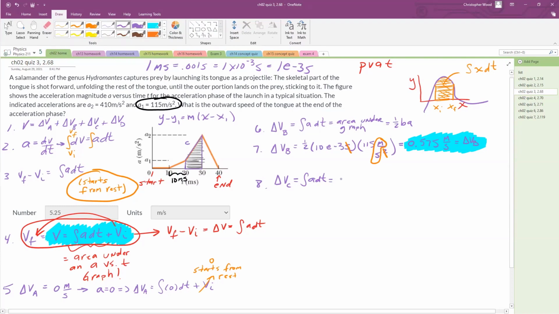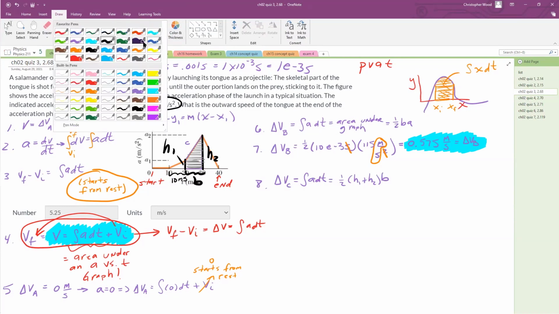It's 1/2 times height 1 plus height 2 times base. So here's height 1. This is height number 1. This is height number 2. So this is H2. This is H1. And then this is base. So again, you can see the base is again 10 milliseconds.